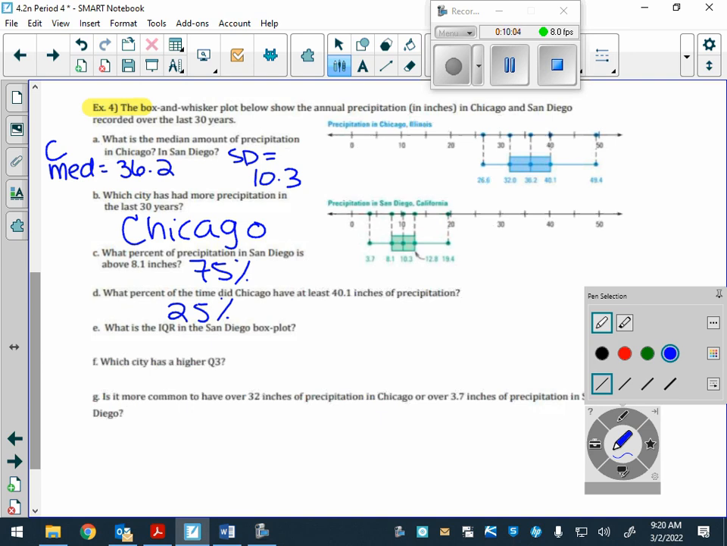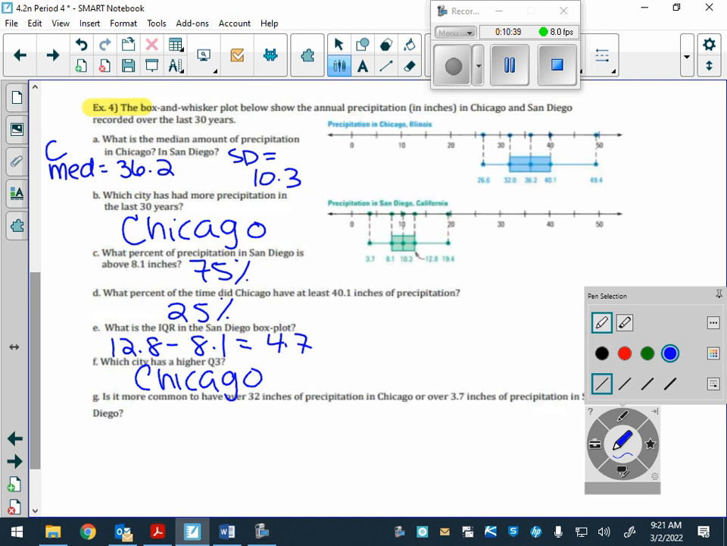Okay, so you had 12.8, right, minus 8.1. Okay. Did someone get something different? Catherine? 4.7. So I think that might have been 11 or whatever it was. So 4.7. You had the right idea. Which city has the higher quartile 3? Let's see. KR. Chicago. Good.